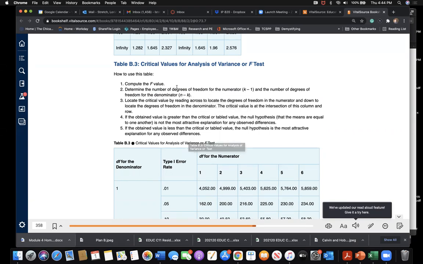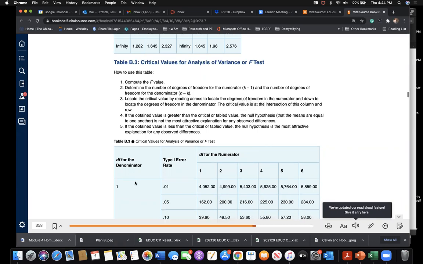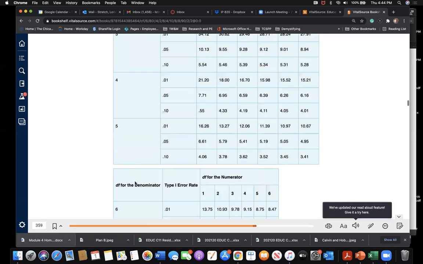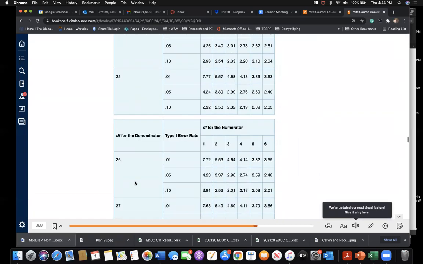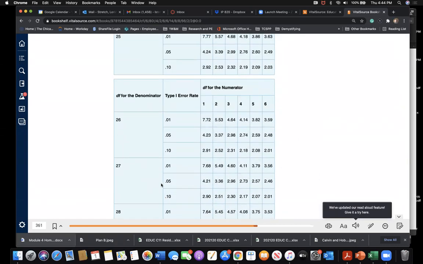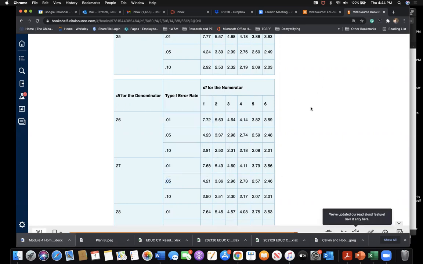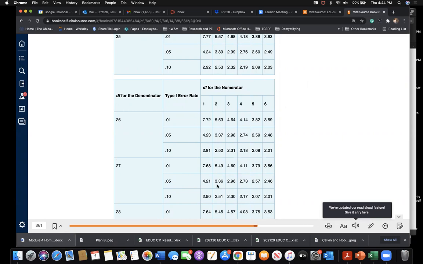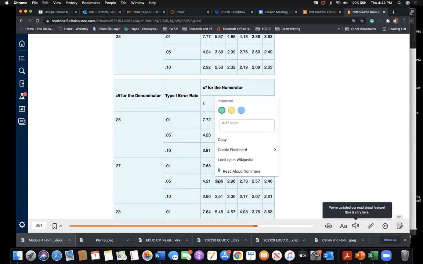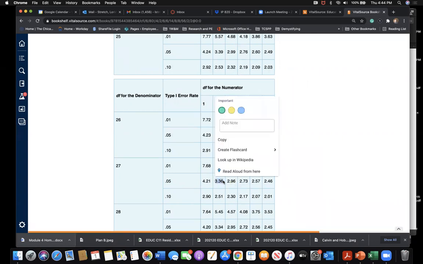In this particular case, the first thing we're going to do is look at our degrees of freedom for our denominator. That's going to be 27, which is down here. And this is the 0.05, right? That's the p-value we're using. Then we find the degrees of freedom for the numerator. In this case, it's 2. So I'm going to come down here, and our critical value is going to be 3.36. That will be our critical value, which is only if we're not using SPSS, right?